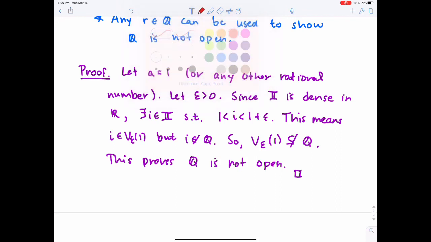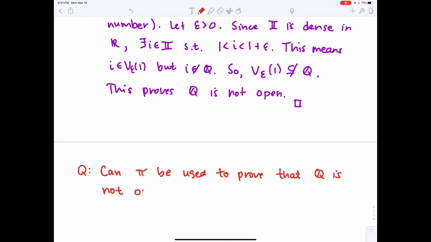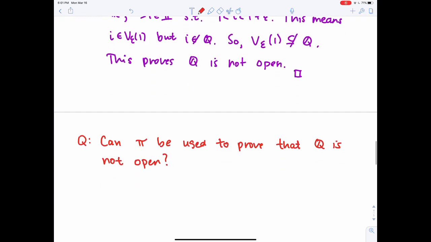Just to make sure that we're being careful, I'm going to have you answer this question. Can pi be used to prove that Q is not open? So you can pause your video and think about that for a moment. And you should have come to the conclusion that the answer is no.